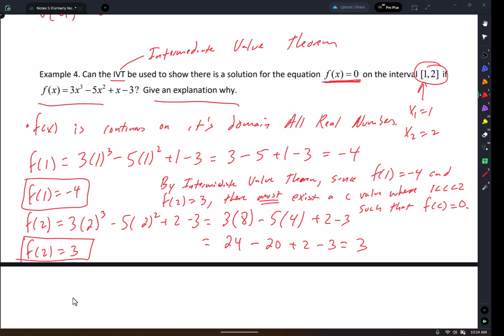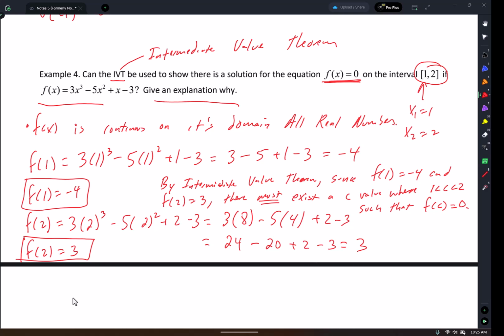Okay, yeah, tell me. That's why I caught you. You don't have to say it this way. You could have also said, since f of x is continuous and f of 1 equals negative 4 and f of 2 equals 3, f of x must equal 0 somewhere in that interval. It doesn't have to look like this. I just wrote it like this because this is how you usually write it historically.